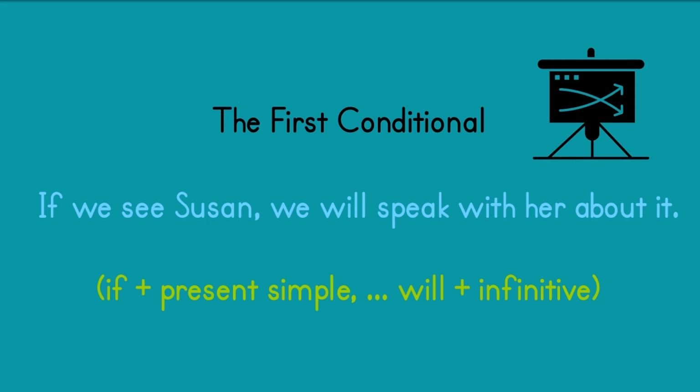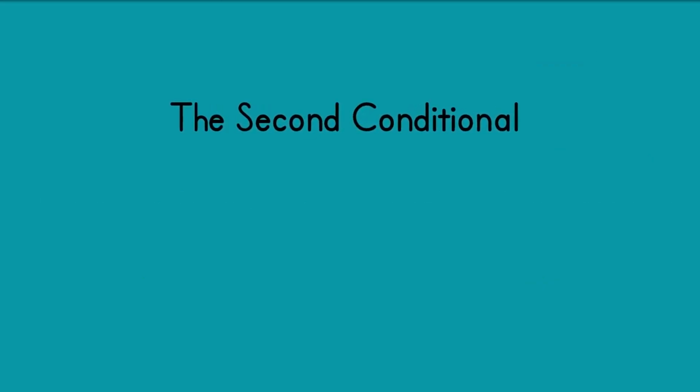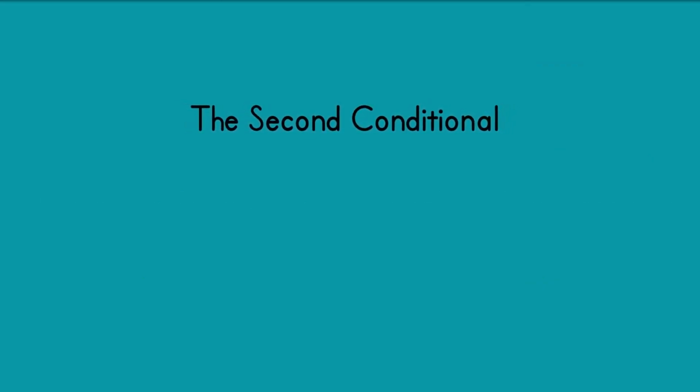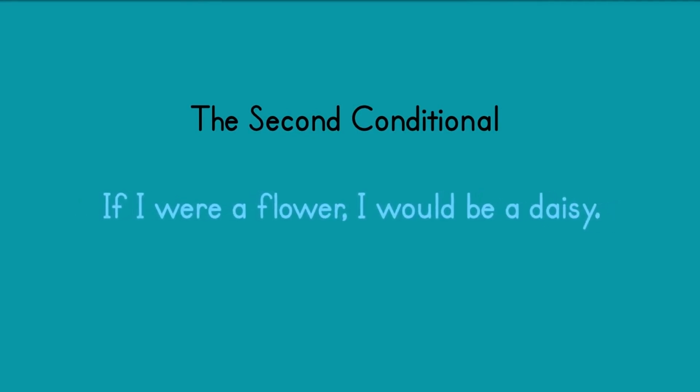In the example sentence, if we see Susan, we will speak with her about it. We can see that the possible future action, see Susan, is in the present tense, and the possible result, will speak with her, is in the future simple tense. Both the zero and first conditional discuss situations that are possible, but the second and third conditionals are a bit different as they discuss imaginary or hypothetical situations.